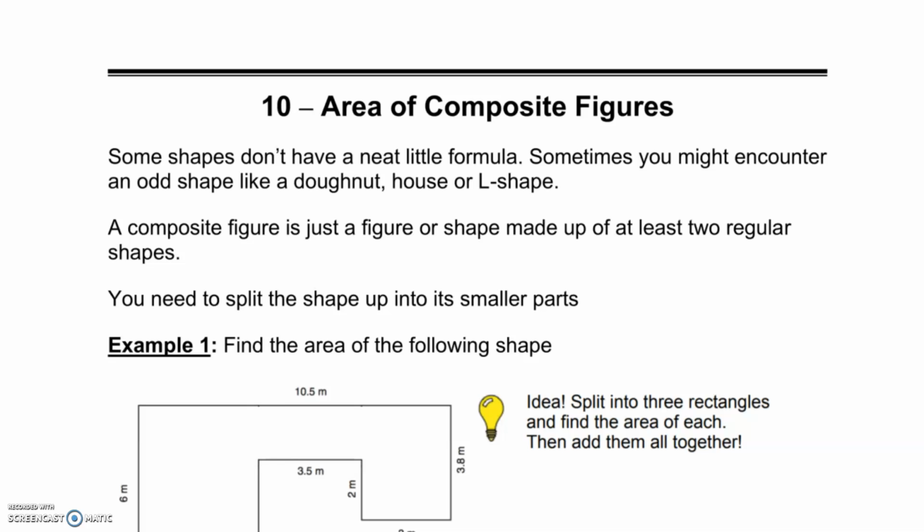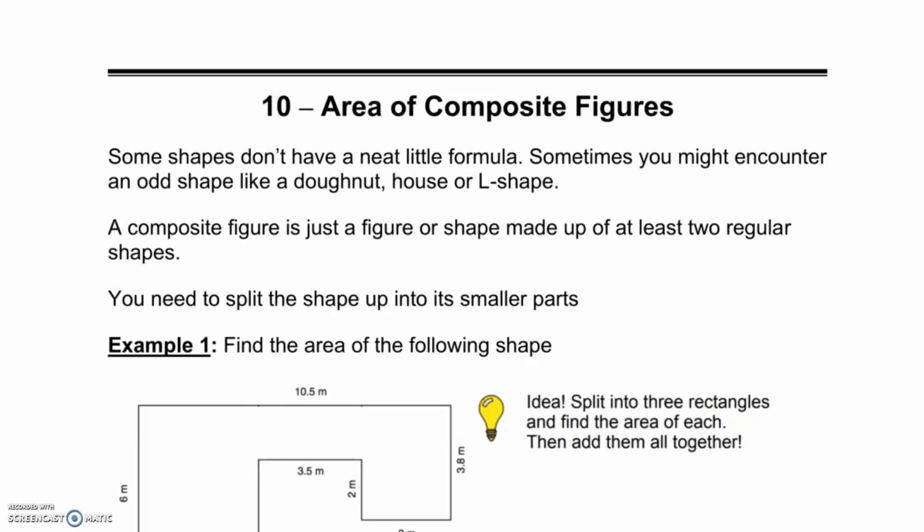This is Lesson 10, Area of a Composite Figure. Some shapes don't have a neat little formula. Sometimes you might encounter an odd shape, like a donut, a house, or an L shape. This is a composite figure. A composite figure is a figure or shape made up of at least two regular shapes. In order to find the area, you have to split the shape up into its smaller parts.